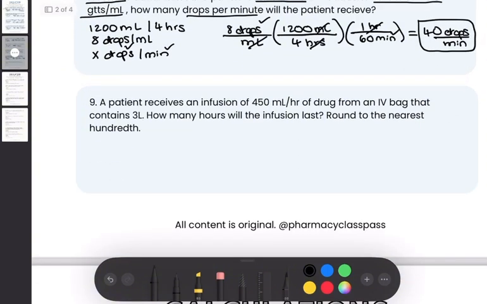Question number 9. A patient receives an infusion of 450 milliliters per hour of drug from an IV bag that contains 3 liters. How many hours will the infusion last? Round to the nearest hundredth. We know that 3 liters is 3,000 mLs. Our answer is to be in hours.